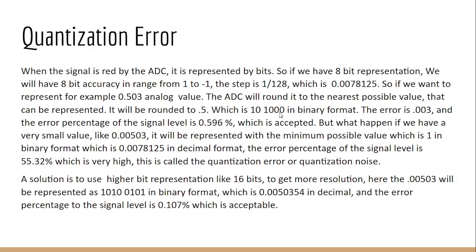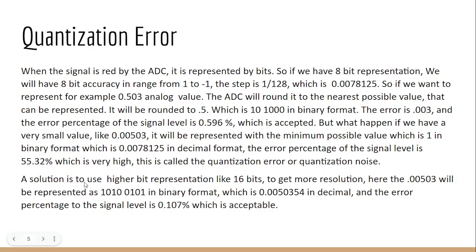We represent data in 1s and 0s, in binary. The error is very small from this to this, and the error percentage of the signal level is very small, which is accepted. But what happens if we have a very small value like this one? Will it be represented? The minimum value to be represented is this one in 8-bit accuracy representation. The error percentage to the signal level is this one, which is very high. This is called quantization error or quantization noise.